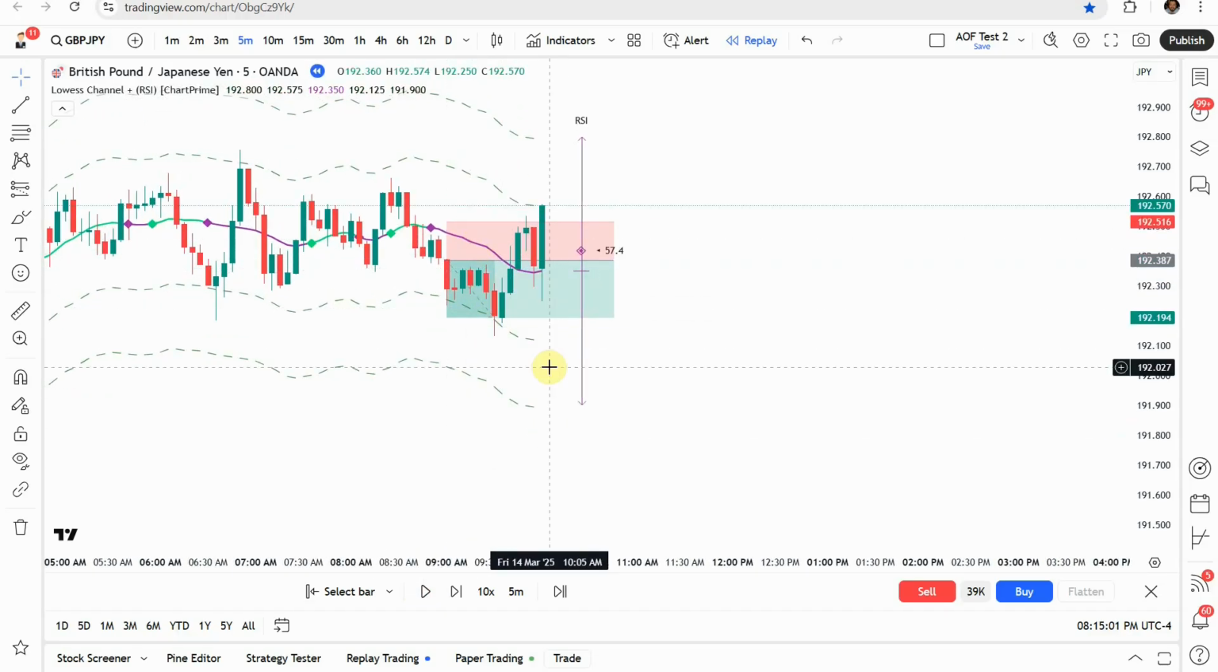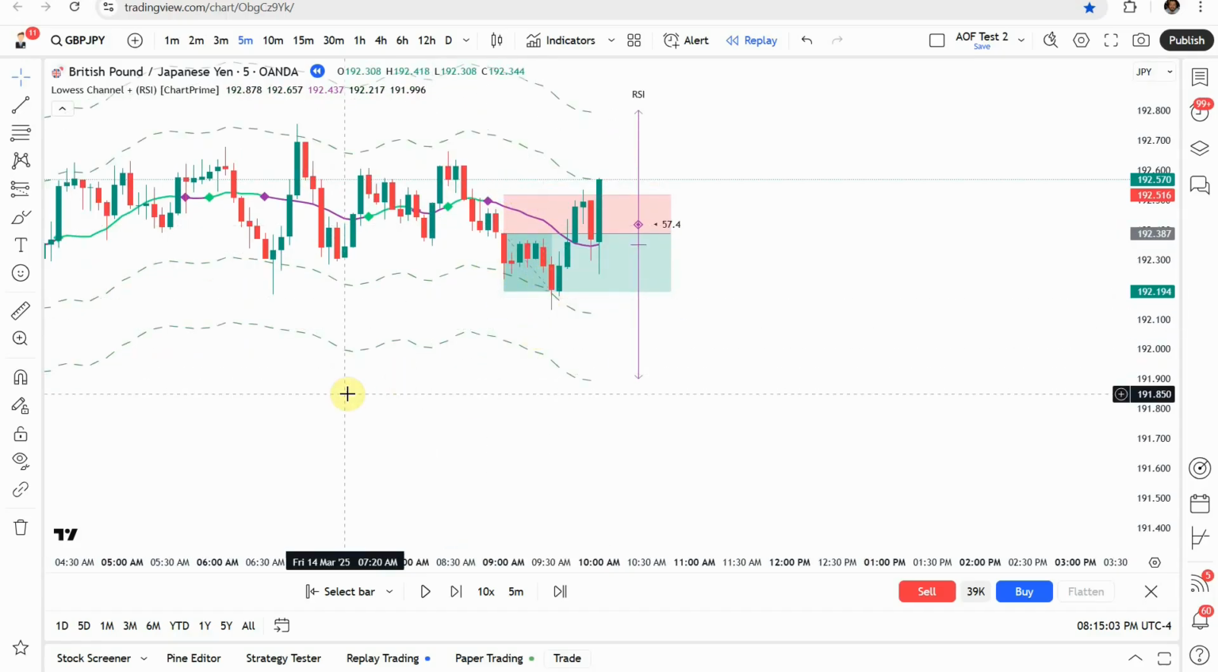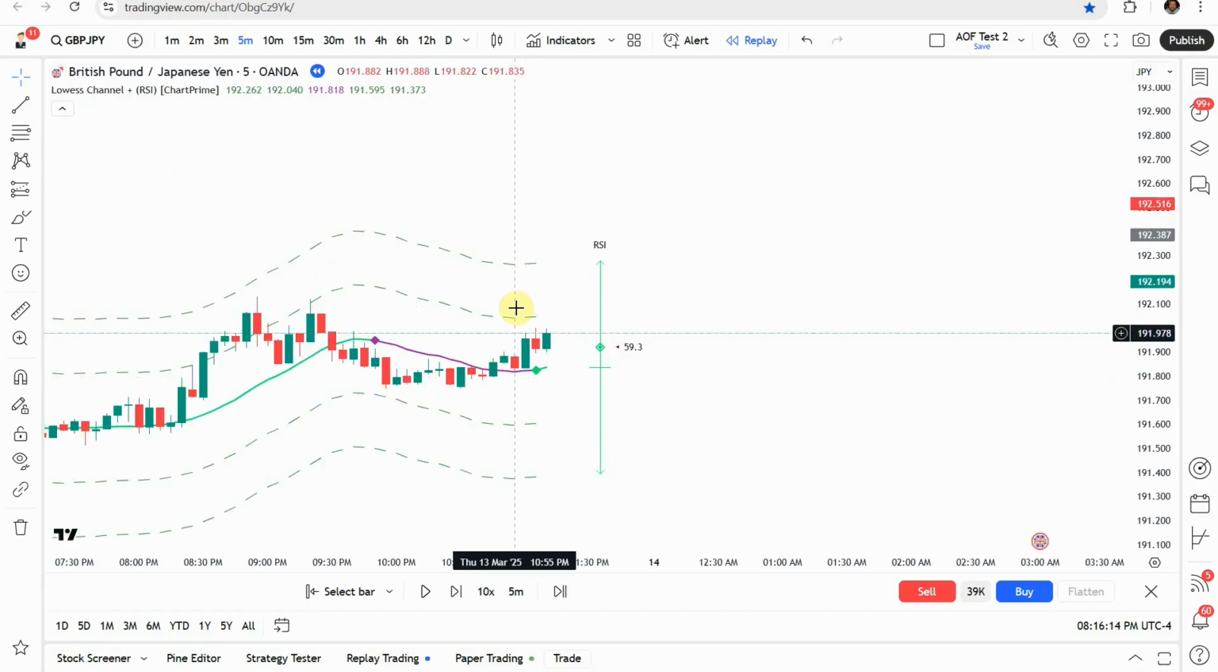And you can see a really nice push to the downside, getting us to our take profit. And for a long trade, what we're looking for is the color shift in the lowest line, just like before. So it goes from purple to green this time.